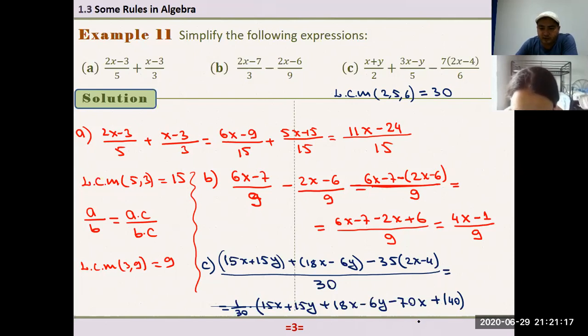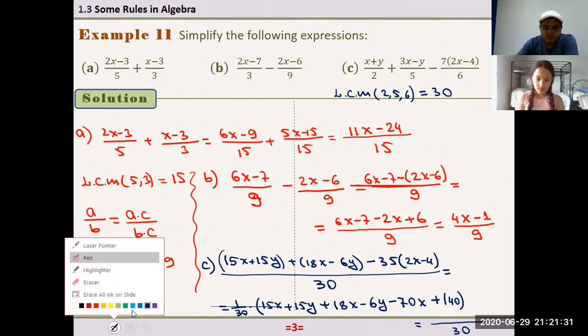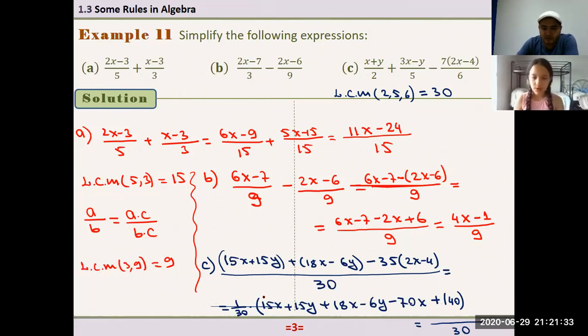Let me try to write the answer here. Equals, and in the denominator we have 30, right? 15x plus 18x. What is it? So here we have 15x, and here we have 18x, and here we have negative 70x, right? First, 15 plus 18. 33. 33 minus 70. That's gonna be negative 50x.